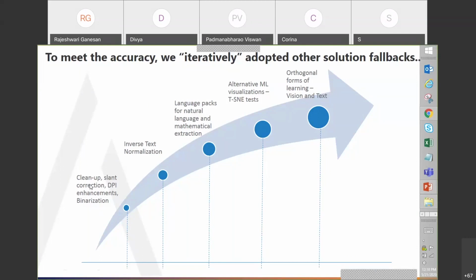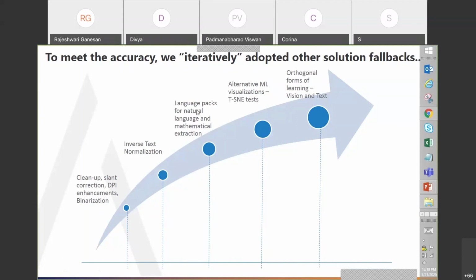So we started handling the pipeline to have cleanup, slant correction, DPI enhancements, binarization. We added that to handle the numerals, because you cannot correct the numbers. So we took an approach of inverse text normalization, wherein we would look at the text close to a numeral. For example, if it says $3,000 only as text, and then you had the number, we would take the $3,000 only and convert it as a numeral and then check. So approaches of this kind, wherever it's applicable, inverse text normalization.